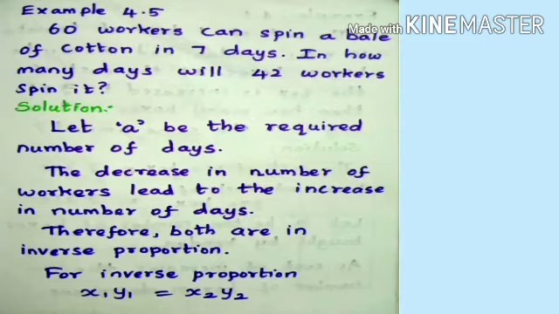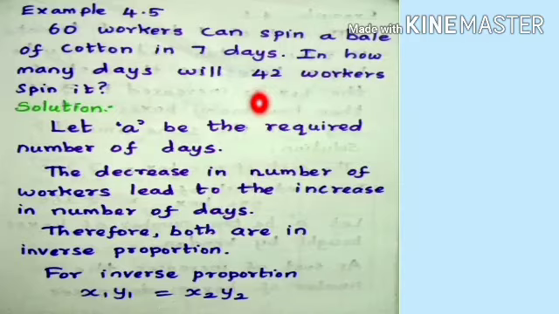Now example 4.5. 60 workers can spin a bale of cotton in 7 days. Spin means draw out or twist. In how many days will 42 workers spin it? So here in this problem, if 60 workers can spin cotton in 7 days, what will be the number of days taken for 42 workers to do the same task? That is the question before us.